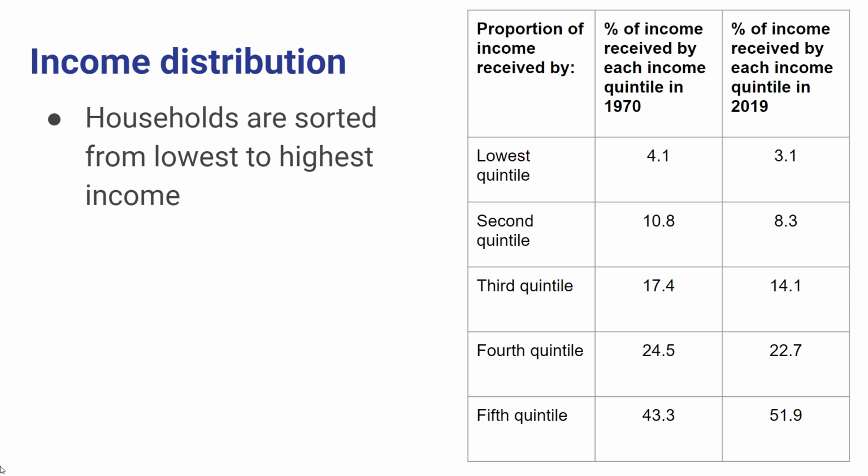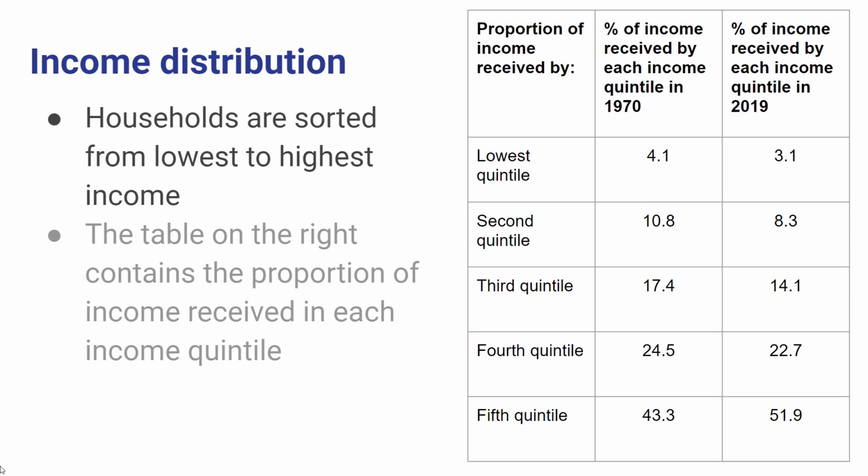Households are sorted from the lowest to the highest income, and they're broken up into quintiles, which represent 20% of the income distribution. Those households whose income fell in the bottom 20% of the income distribution in 1970 received 4.1% of the total income in society. Those households whose income fell between the 20th and the 40th percentile, the second quintile, received 10.8% of total income.